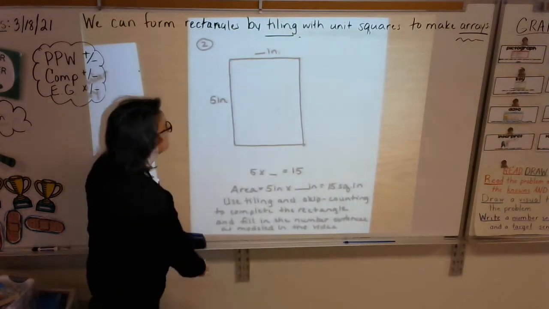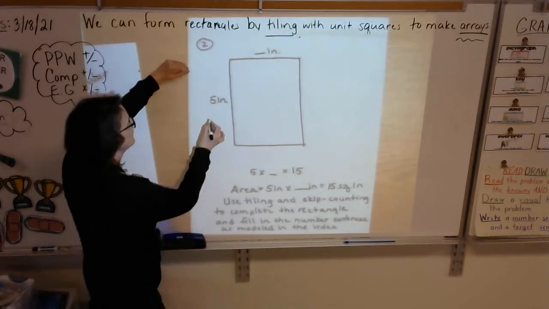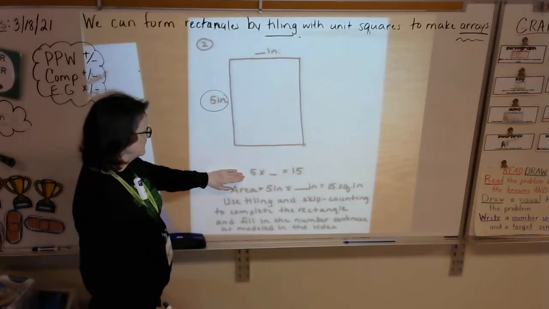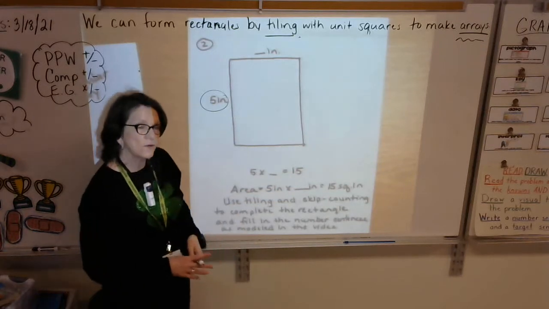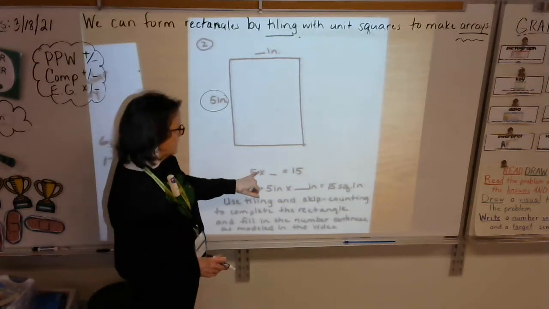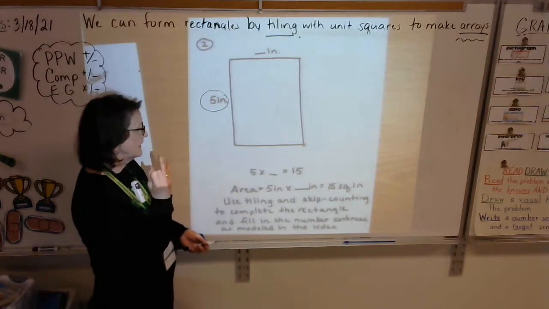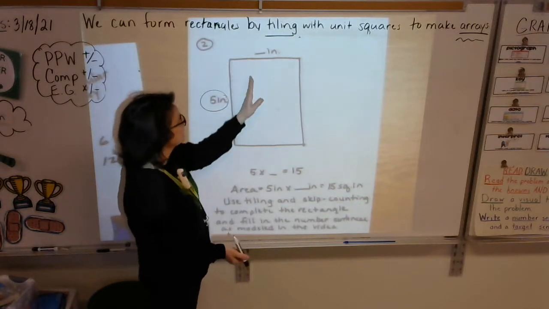Alright, here's our second rectangle, and remember, we're going to be tiling it. What do we know in this one? We know this side length is 5 inches, and if we look at this number sentence down here, we see 5 times something equals 15. So 15 is our total. And if we want to know how many 5s are in 15, what do we do? We skip count. So 5, 10, 15. So it looks like we're going to need 3 columns.